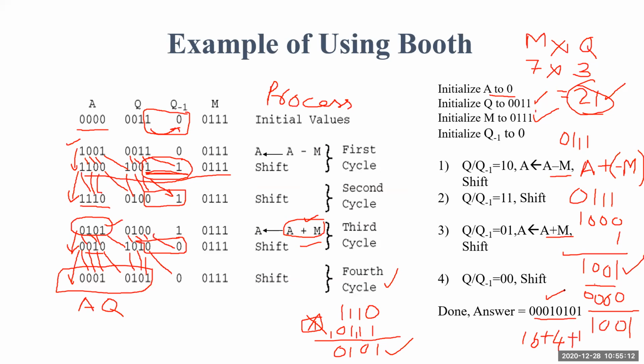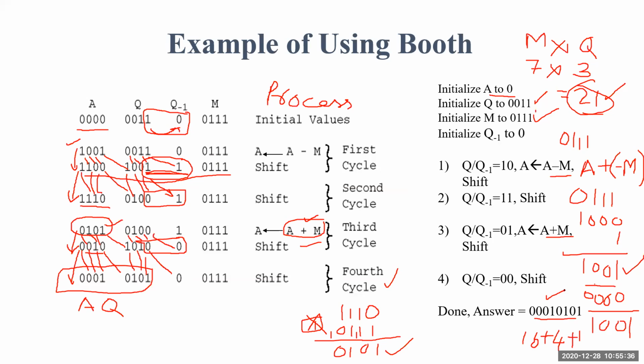If you are trying to multiply 2 and minus 3, you are supposed to get minus 6. Then you should convert the minus 3 into 2's complement, and only then can you do the whole process we have just seen. That is one way of doing the Booth algorithm with negative binary numbers.